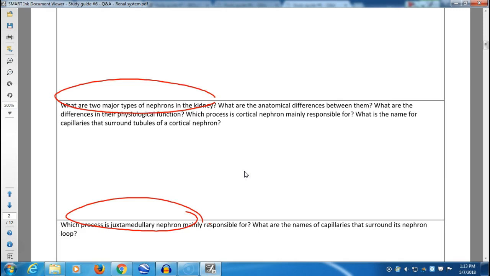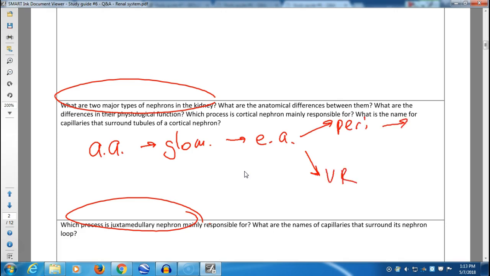What else? Again, pathway. Afferent arteriole, glomerulus, efferent arteriole, then either peritubular capillaries or vasa recta, and then vein or venule, it doesn't really matter. Does that make sense? Have it here. Okay?